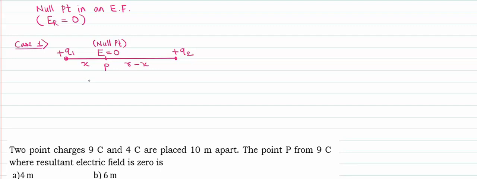The shortcut formula to find x will be Q1 by Q2 is equal to x square divided by (R minus x) whole square. In the numerator, x is the distance from Q1. So Q1 is in the numerator, and x should be in the numerator.